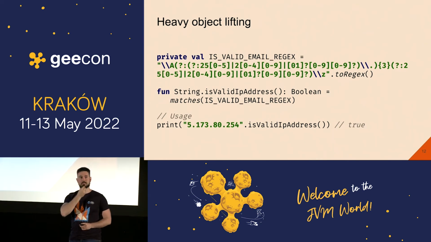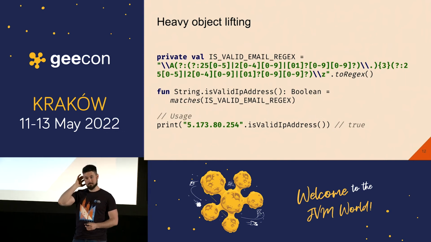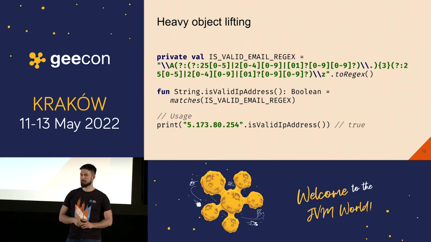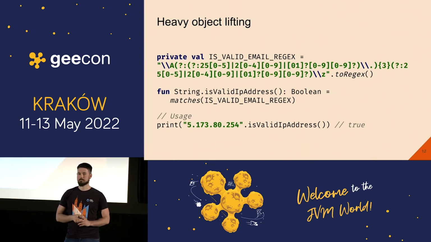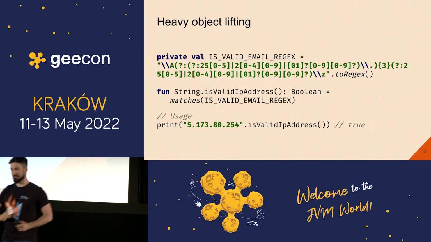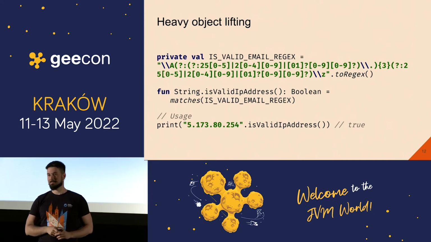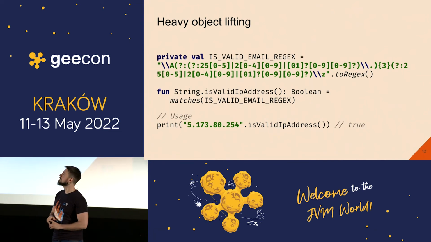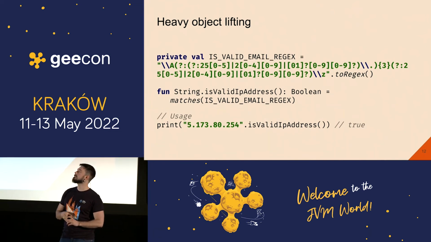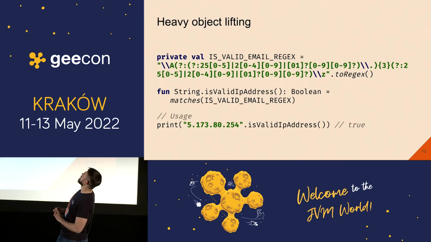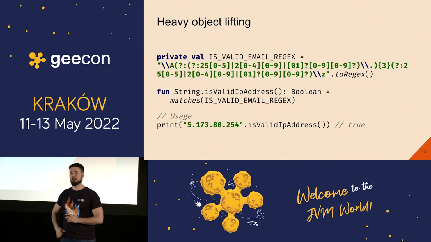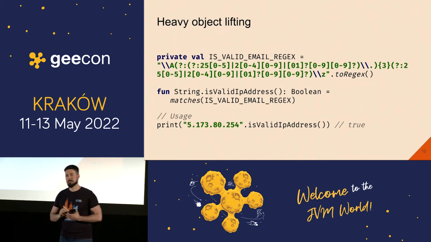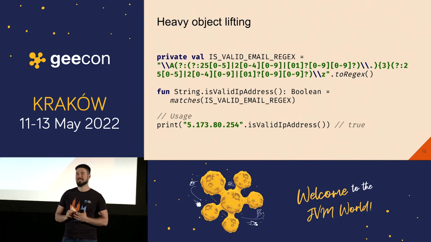The only hand I see is in the first row. The regular expression doesn't appear to be static, so you're basically compiling it every time you're instantiating a string. It is a static value because it's a top-level property. Well then, I have no idea.